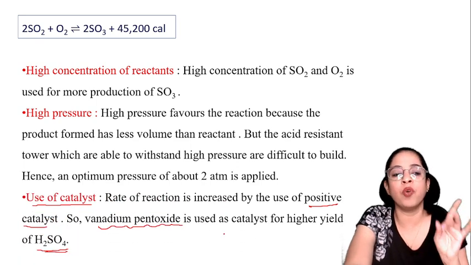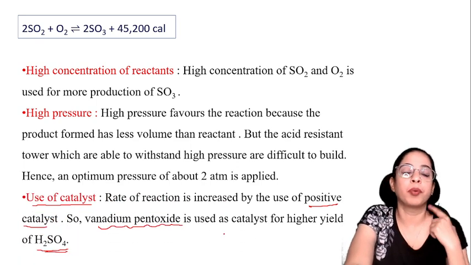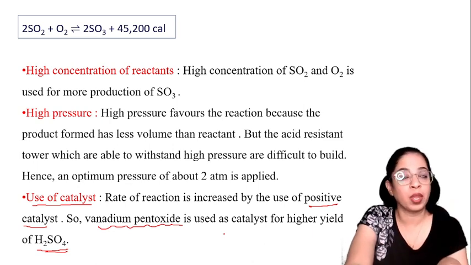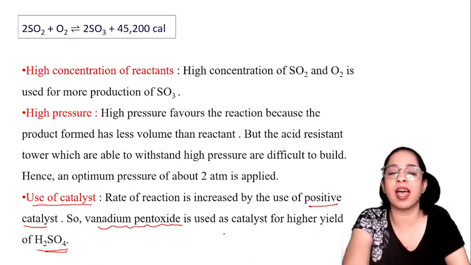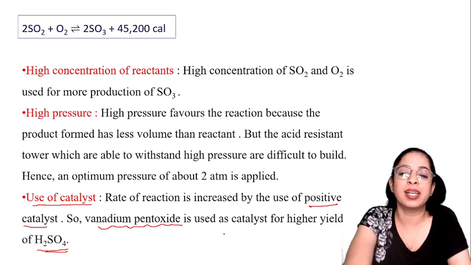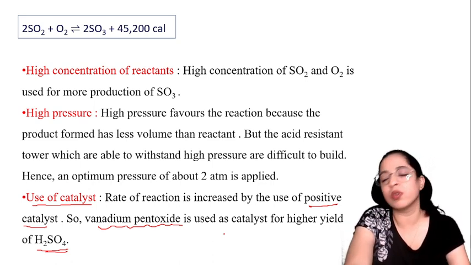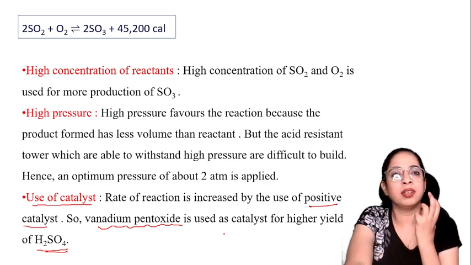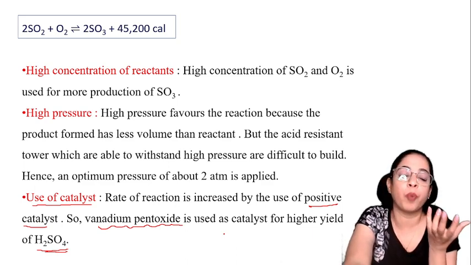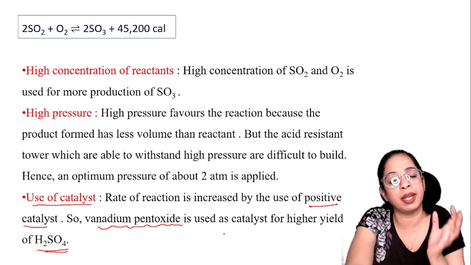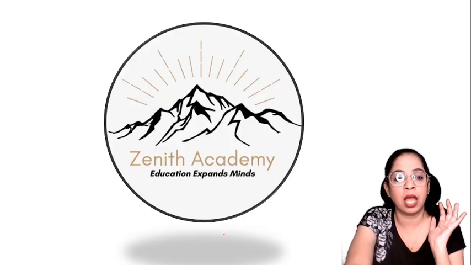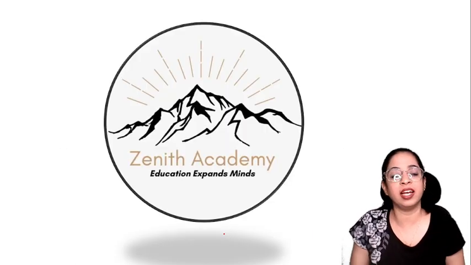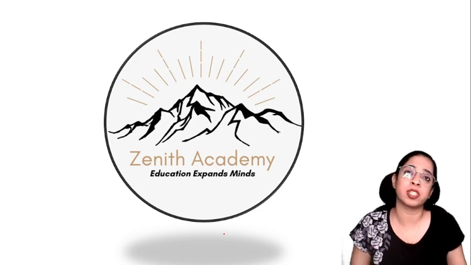Okay, catalyst, you know, vanadium pentoxide, the promoter is K2O. And platinum can also be used as a catalyst, but since it is expensive and more susceptible to impurities, and it is also more susceptible to poisoning, that is why we use vanadium pentoxide. I hope all this is really clear and you are able to understand the contact process very well.